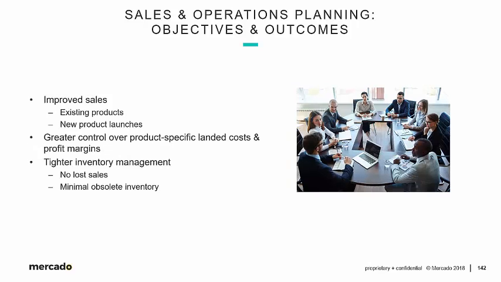What else are we looking for? Last slide in this section, improve sales. Of course, sales and operations planning is about making adjustments. If we make those adjustments, we can have more of the right product in the right place at the right time to sell to as many customers as possible. That applies to existing products, and hopefully we can apply it to new product launches as well.